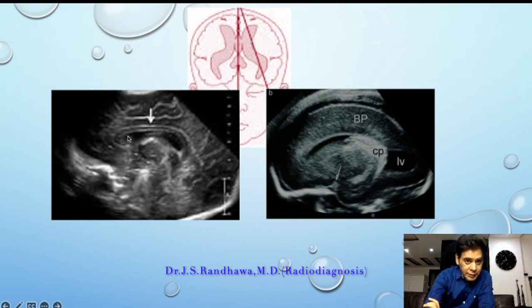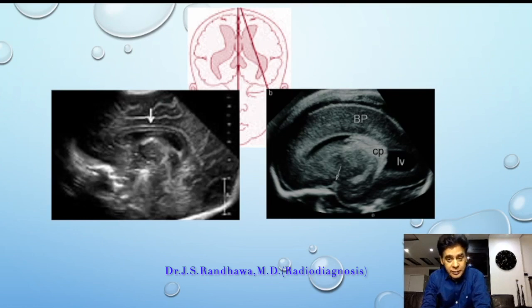Now in this mid-sagittal section you see a CSF filled area, a semicircular CSF filled area. Now this is cavum septum pellucidum. Let us see the parasagittal section which is through this line here. Here the CSF filled area, semicircular one, is not cavum septum pellucidum. It is the lateral ventricle.